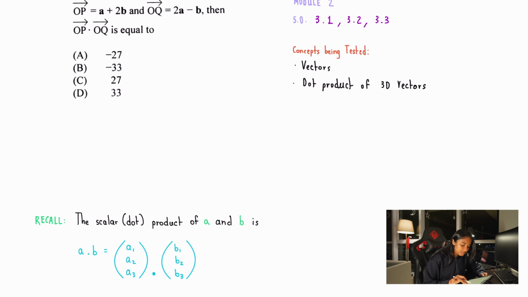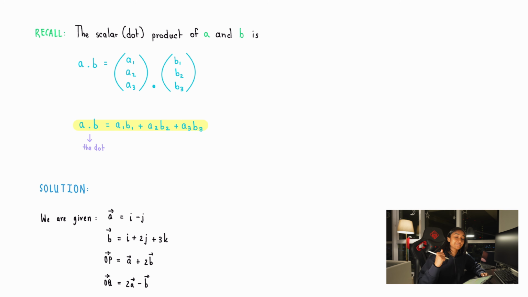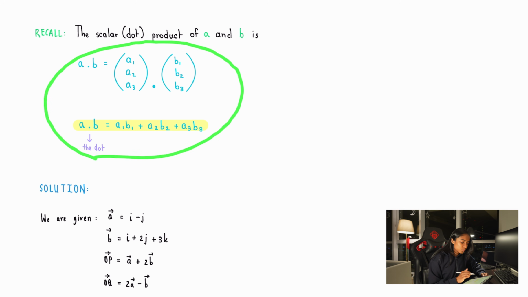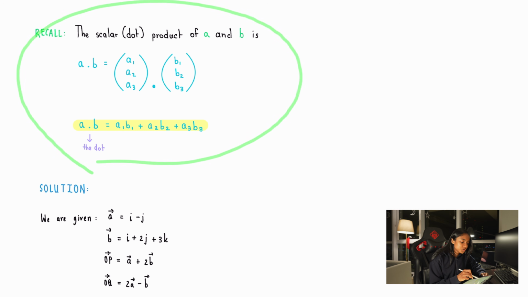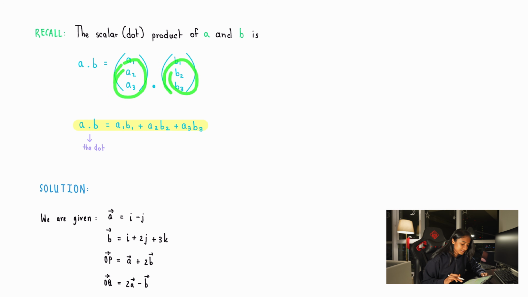Okay, so we are looking at the dot product of 3D vectors. So the scalar or the dot product of a and b is given as such, where a dot b is equal to a1 times b1 plus a2 times b2 plus a3 times b3. Okay, so that is how we do the dot product of two 3D vectors.